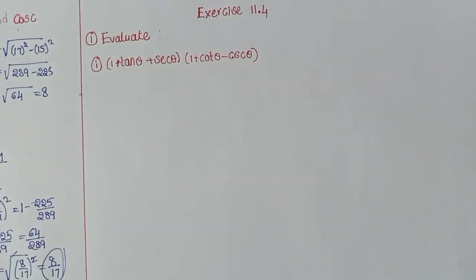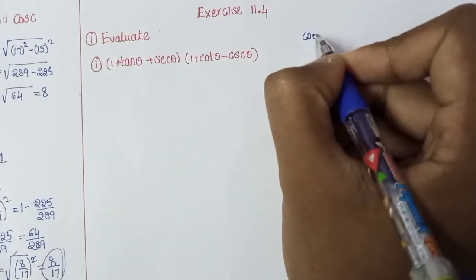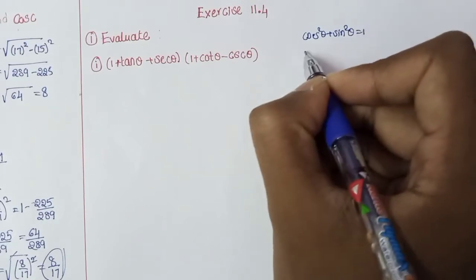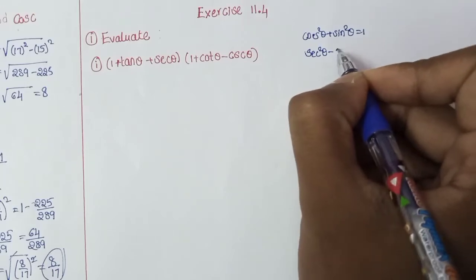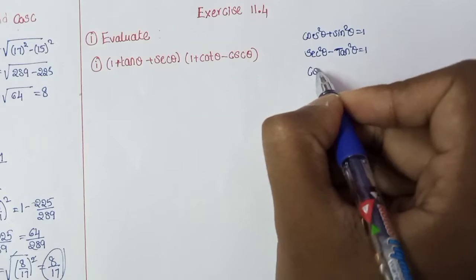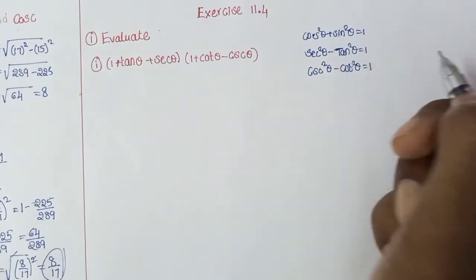Today we'll do some problems on the last topic, that is trigonometric identities. Before going to the problems, just recollect what those identities are. First identity is cos square theta plus sin square theta is equal to 1. Second identity is sec square theta minus tan square theta is equal to 1. Third identity is cosec square theta minus cot square theta is equal to 1.